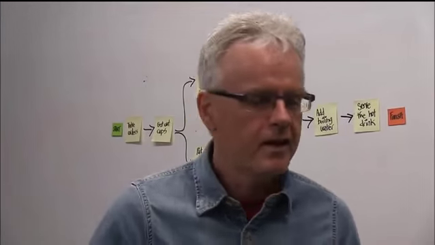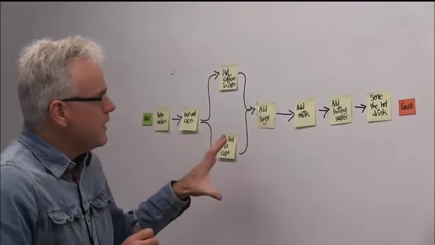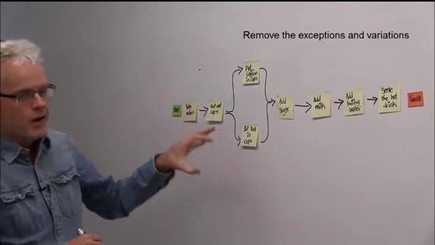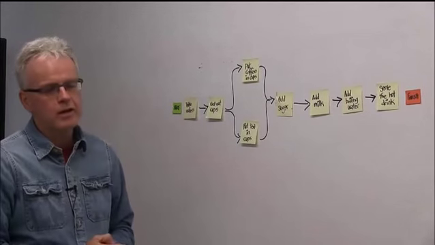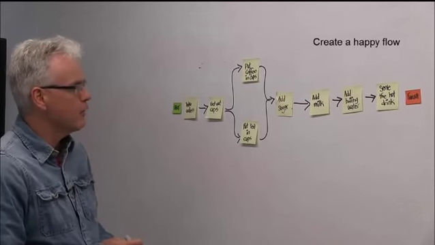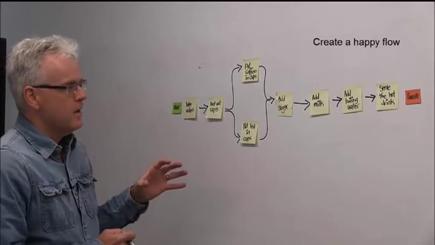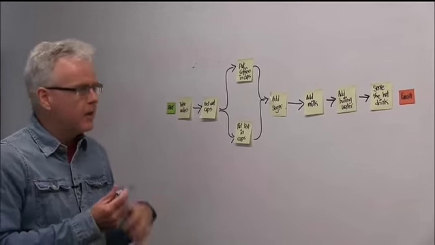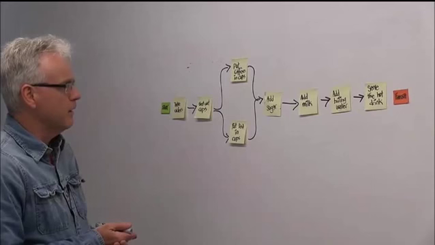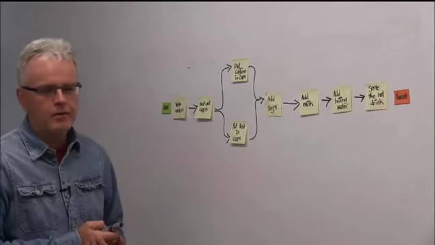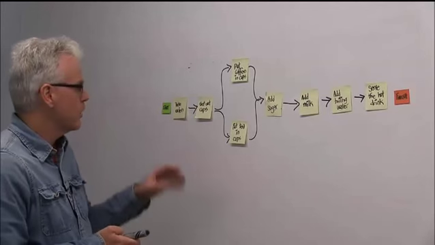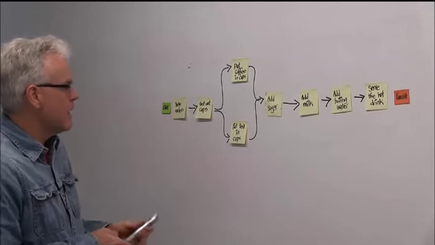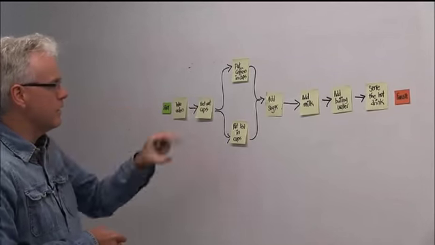Right, so what I've done here, I've taken out the exceptions and the variations in the process. And what I've created is what we call a happy flow. This is how your process would run if there were no other considerations to come into place here. Like, we've taken out the diabetics, we've taken out the milk past the expiry date, etc. We've got enough clean cups. And what you've got here is your core process.